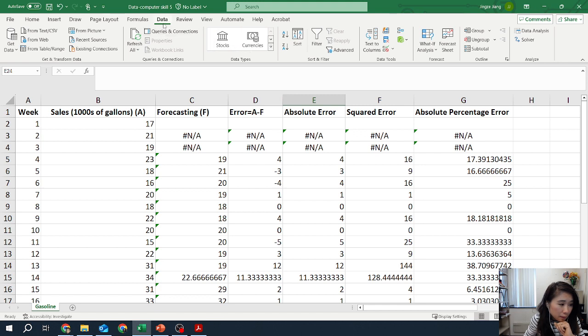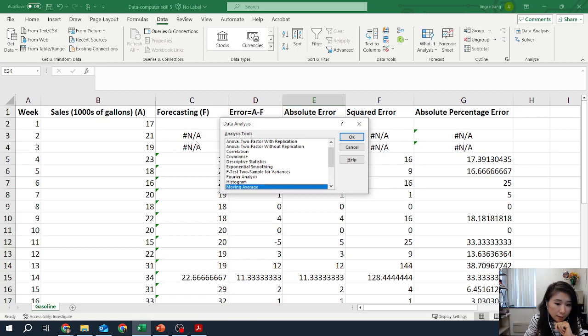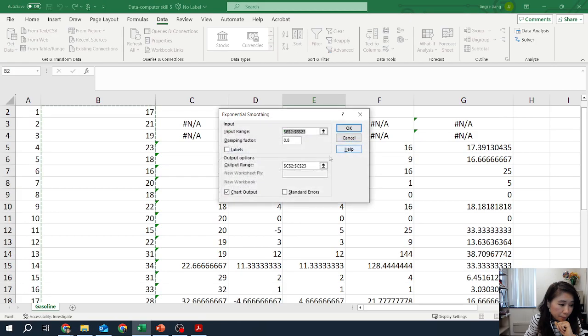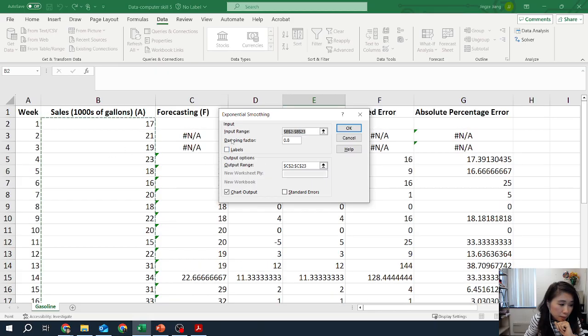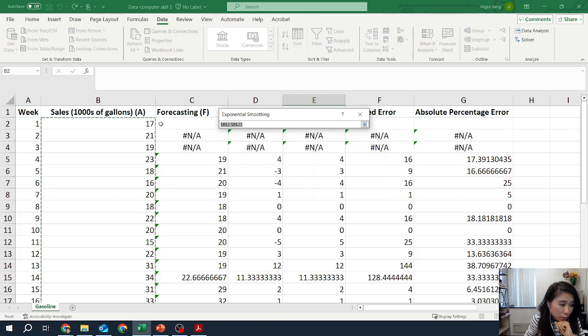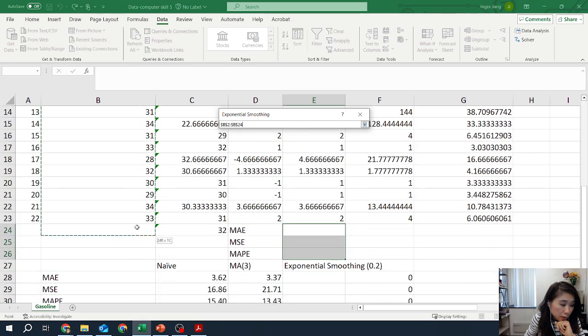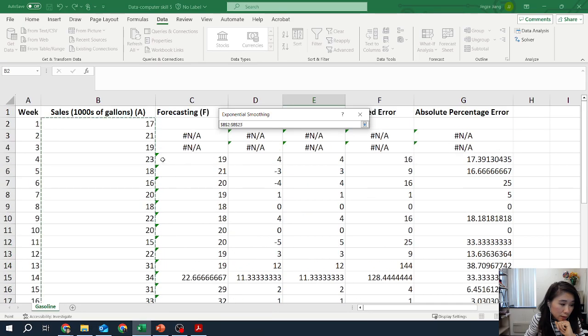Okay, so in the same place under our data tab, there is an option called data analysis. Under the data analysis, we will choose the one called exponential smoothing. So this is the option, exponential smoothing. After you do that, you click OK. First of all, you need to tell the computer where the data is. So for the input range here, I will select from B2 to B23, because that's where my original actual data is located.